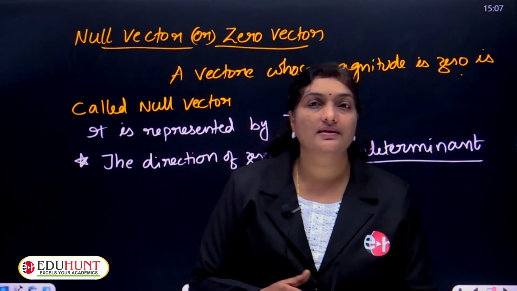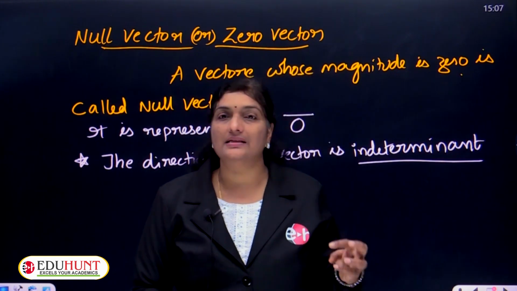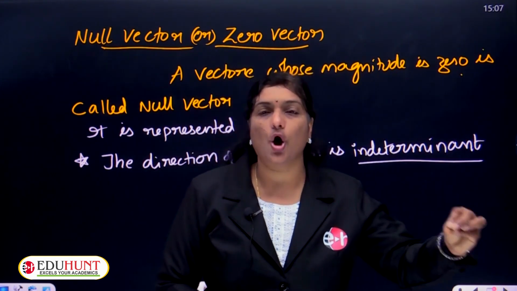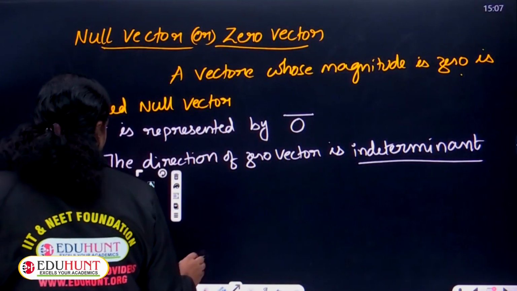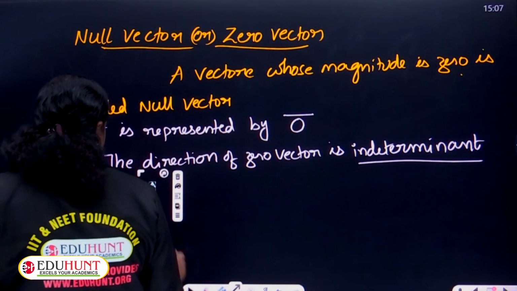Okay. For this, let us consider a few examples. Let us consider an object at the origin. So this is the position of an object at the origin.